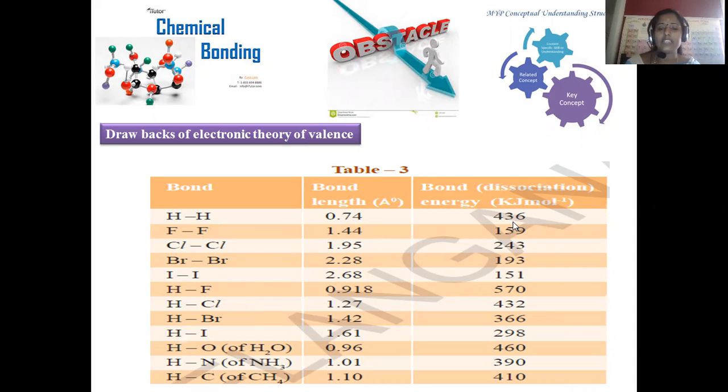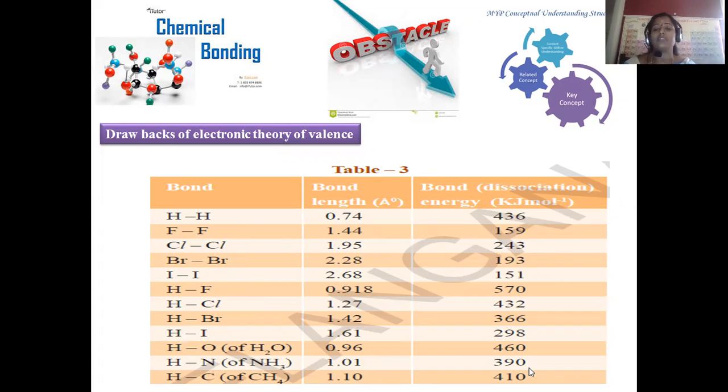1.44, and even the bond dissociation energy varied. Hydrogen bond cleavage requires 436 kilojoules per mole of energy. In order to cleave a fluorine molecule, 159 kilojoules per mole of energy is required. In this manner, as we are changing various atoms, their bond lengths and bond energies are varied. No two molecules have identical bond energies and identical bond dissociation energy.